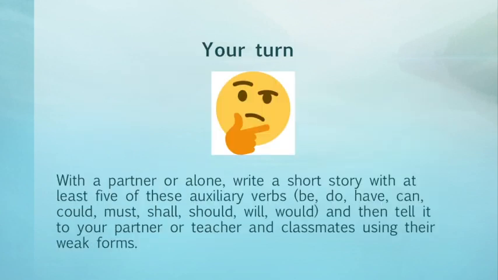It's your turn. With a partner or alone, write a short story with at least 5 of these auxiliary verbs: be, do, have, can, could, must, shall, should, will, would. And then tell it to your partner or teacher and classmates using their weak forms.